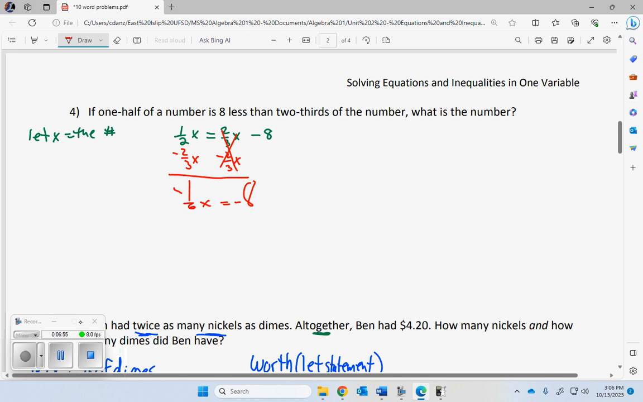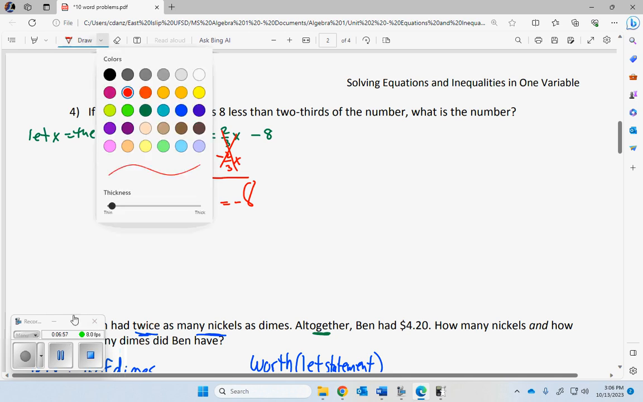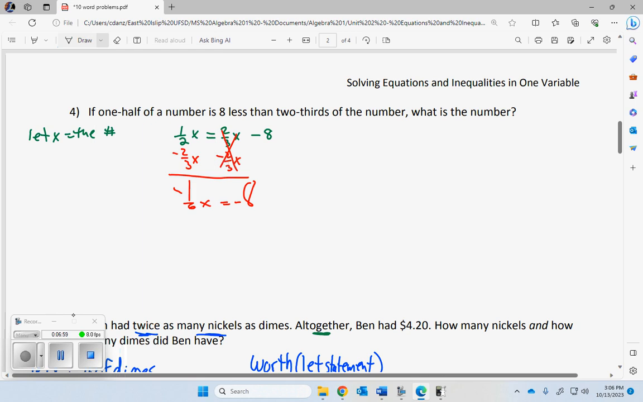And now we have to multiply both sides by the reciprocal. I'm going to multiply by negative 6/1 so that x equals 48. And that's the answer. Next, I wanted to do number 9.